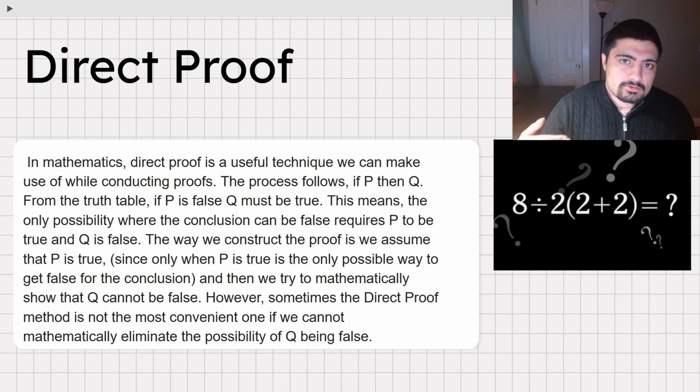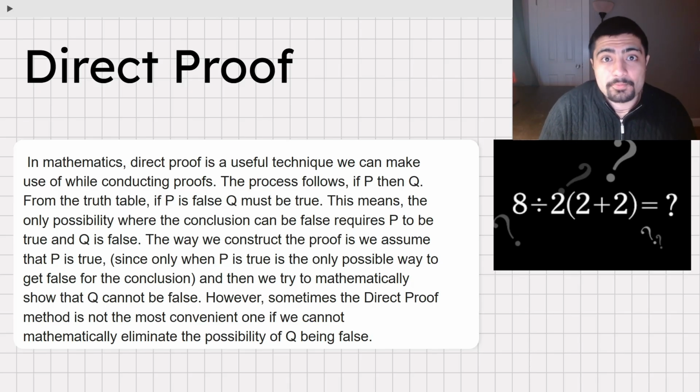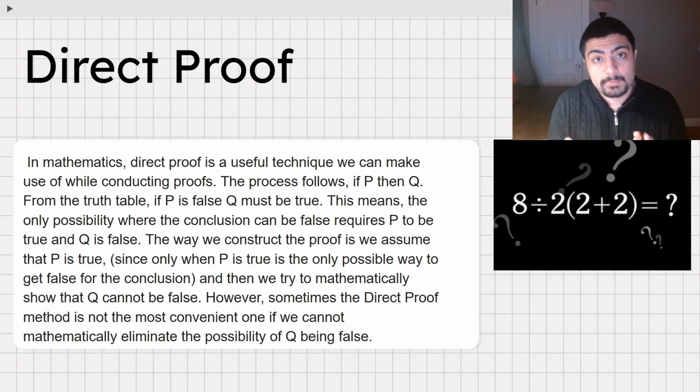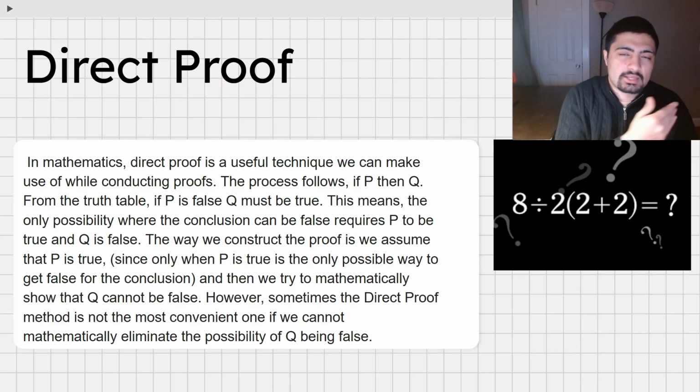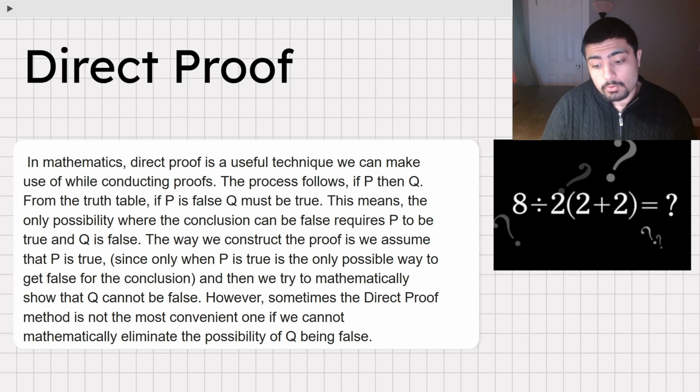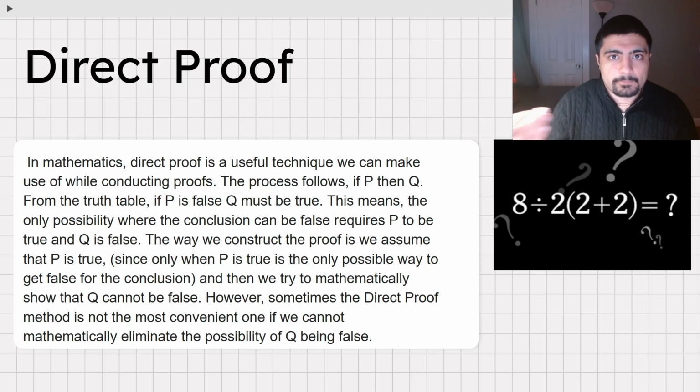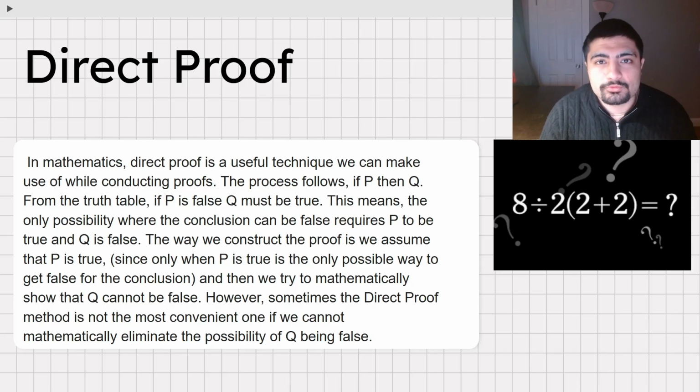But as you can observe from this little presentation, there are many proof techniques in mathematics. Sometimes direct proof will not be the most convenient one. Sometimes it might not be possible to use direct proof, because the idea depends on showing that Q cannot be false, assuming the antecedent is true. So if I can show that Q, the consequent, cannot be false, that would prove the statement using direct proof.